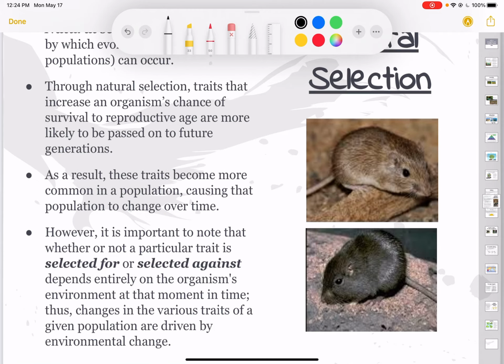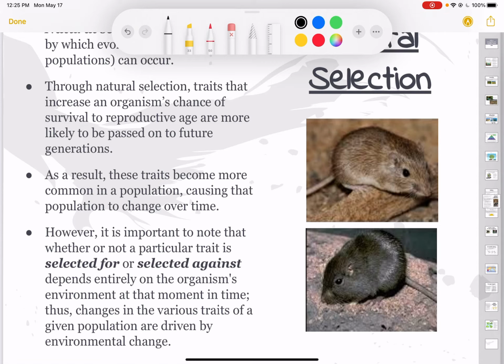So, basically, what it's saying here is that if your mutation helps you to live to be reproductive age and pass your genes on to the next generation, then that's basically natural selection. Your mutation has helped you to survive. So it says it's important to note that whether or not a particular trait is selected for or against depends on the environment. So certain environments could lead to certain traits over others.